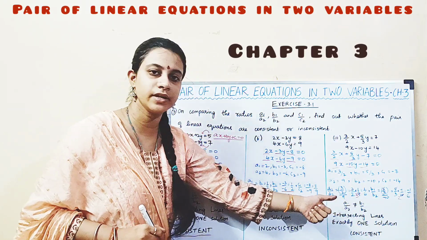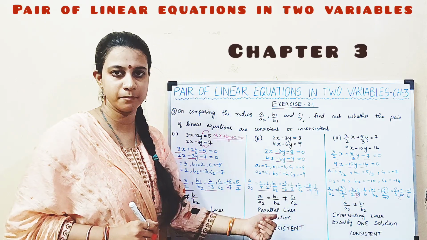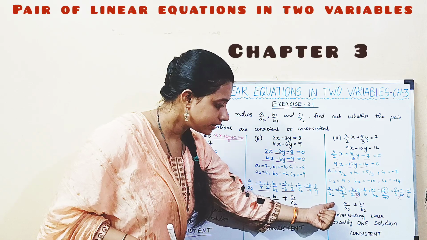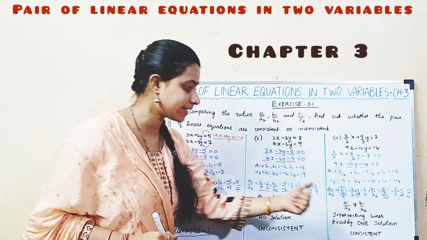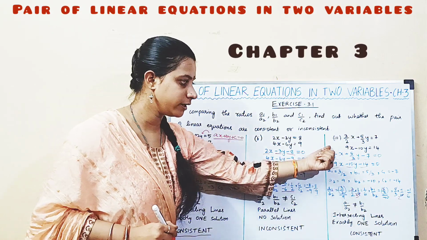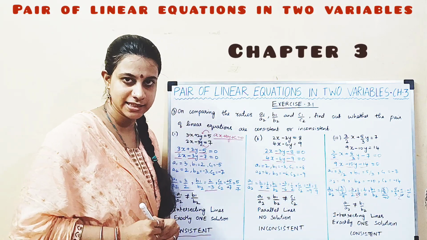If this is the case, we need not proceed for the c1 by c2 ratio. Okay. Here itself we can conclude by saying these two are intersecting lines and it has exactly one solution or unique solution and the pair of linear equations are consistent.